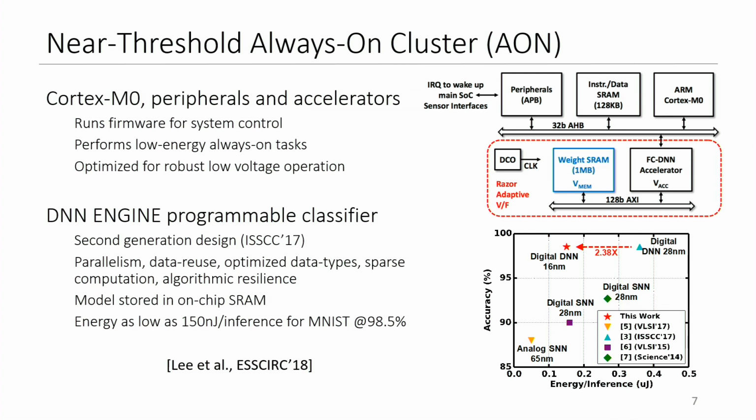So this is a second-generation design. First generation we published last year at ISSCC. And it's heavily optimized for fully connected neural networks, which are quite commonly used for small classification tasks. It also has 1 megabyte of SRAM, which is really important for these low-power designs because it means we don't have to use any off-chip memory access. It's very low power. In fact, the energy can be as low as 150 nanojoules per inference for small tasks like MNIST, handwritten digit classification.